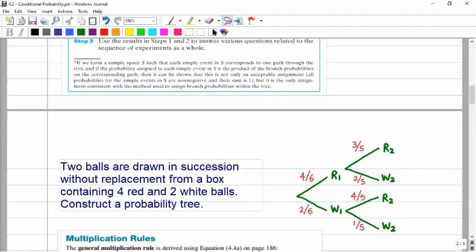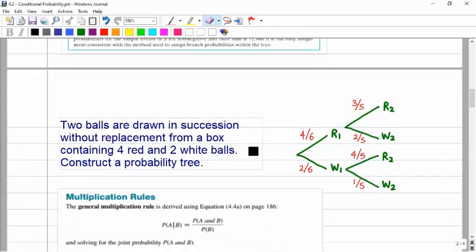So the first branch of the tree is pretty straightforward. 4 red, 2 white. R1 and W1 mean red on the first draw and white on the first draw: 4 out of 6, 2 out of 6. Now the next ones are conditional probabilities. I think I mentioned that somewhere in the notes. These are actually all conditional probabilities because it's without replacement. So when you go up the first branch of this tree, these 2 probabilities are based on a red one coming out of the box. And then the bottom 2 will be based on a white one coming out of the box.